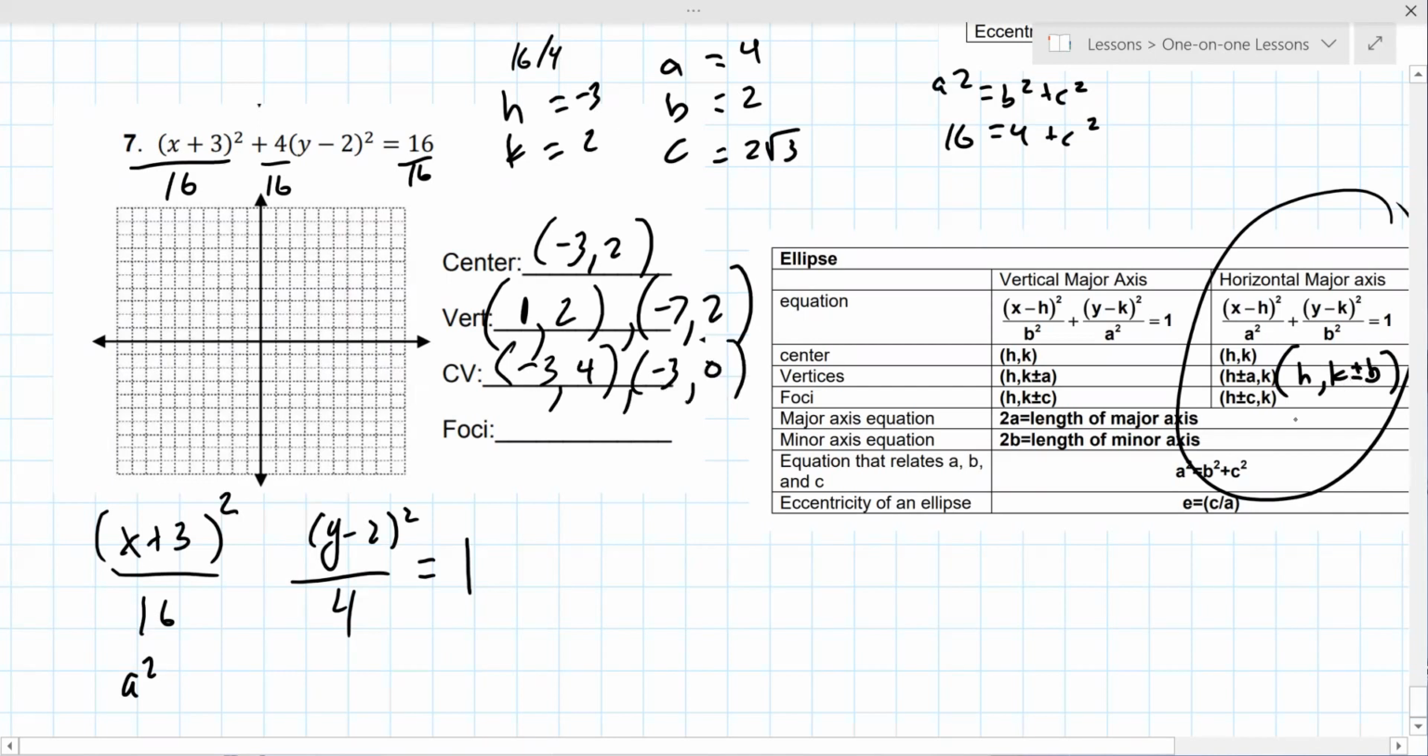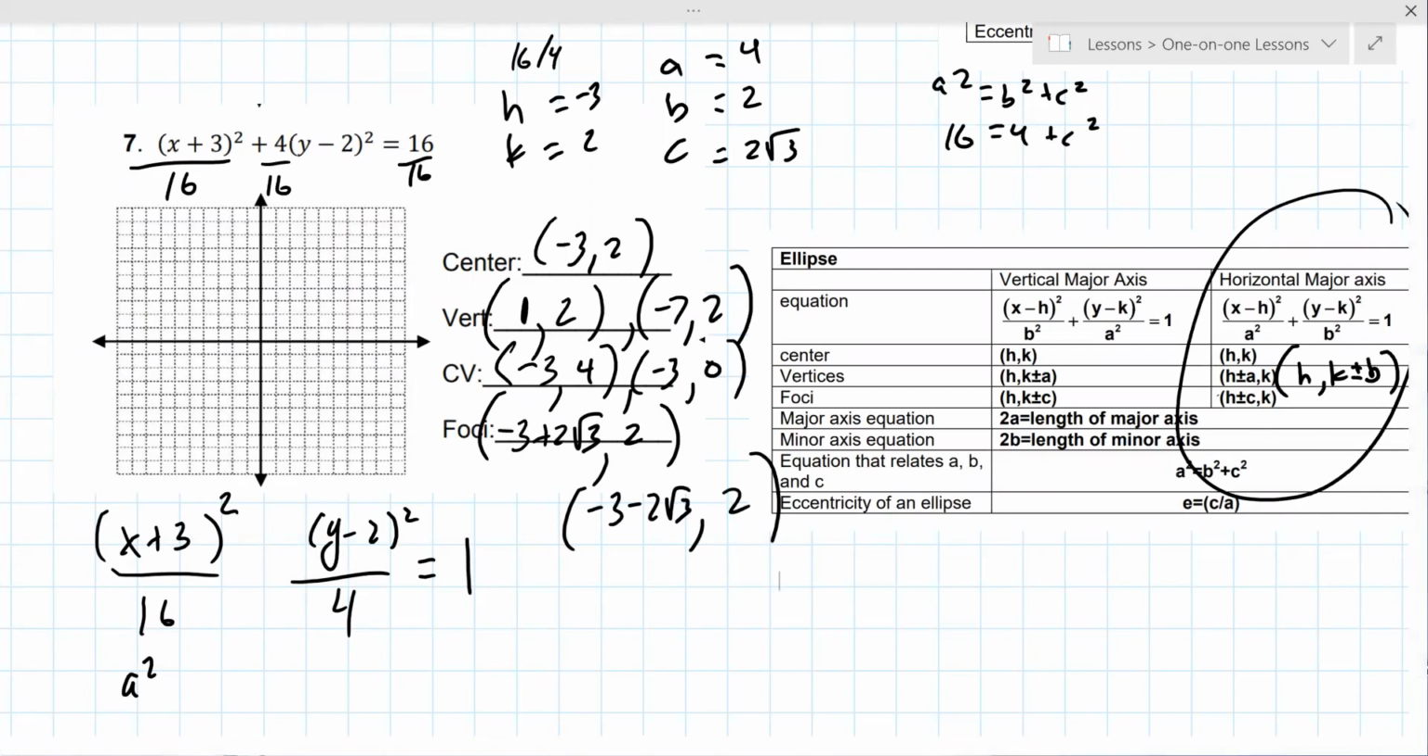And then the foci is H plus or minus C comma K. So H plus C: -3 plus 2 square root 3 comma K, which is 2. And then the other one is H minus C: -3 minus 2 square root 3 comma 2.